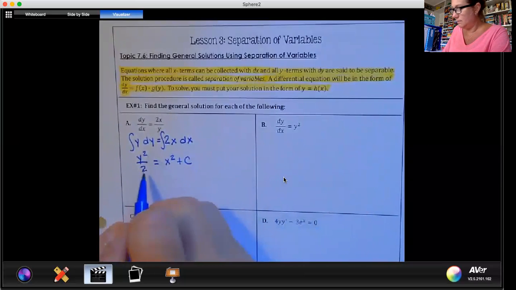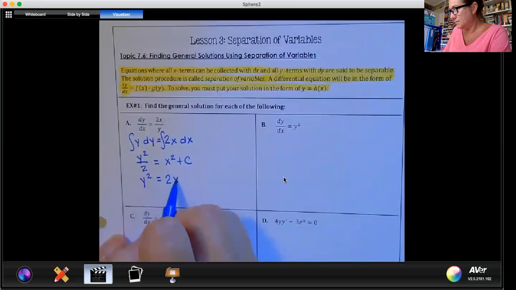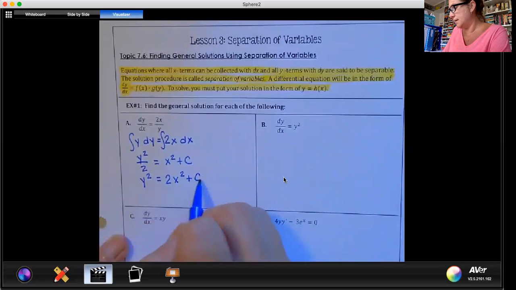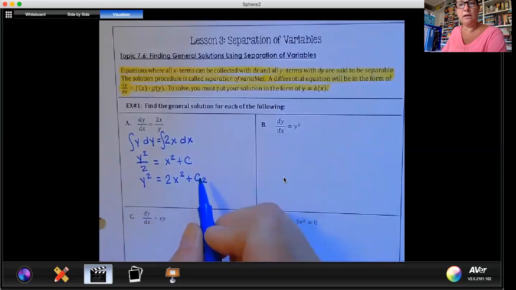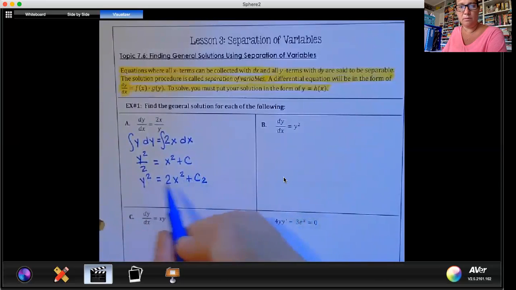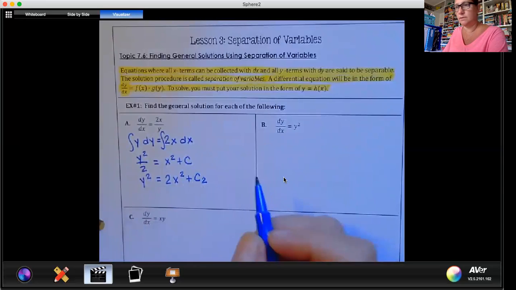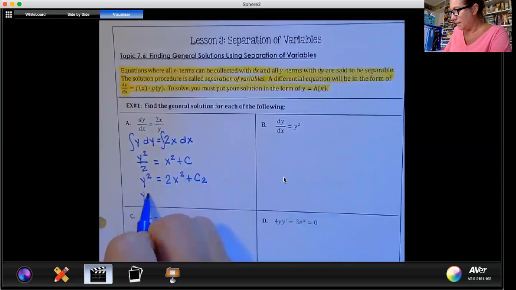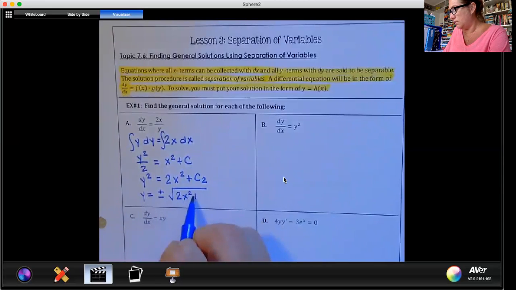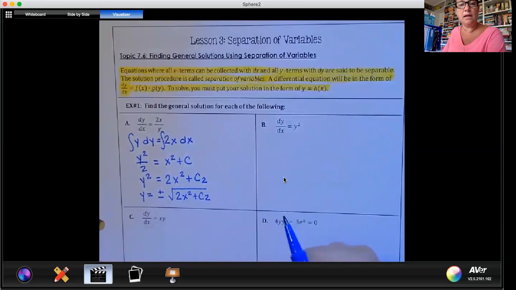So I'm going to multiply 3 by 2, and I'm not going to mess with that C, except I'm going to say this becomes C sub 2. And the reason I'm doing that is because if I multiply by 2, that's going to change the value of C, but I don't know what C is. So we're just going to put C sub 2 here. So when you solve for y, because that's your goal, you get plus or minus square root of 2x squared plus c sub 2. That is one way that you could see this written.